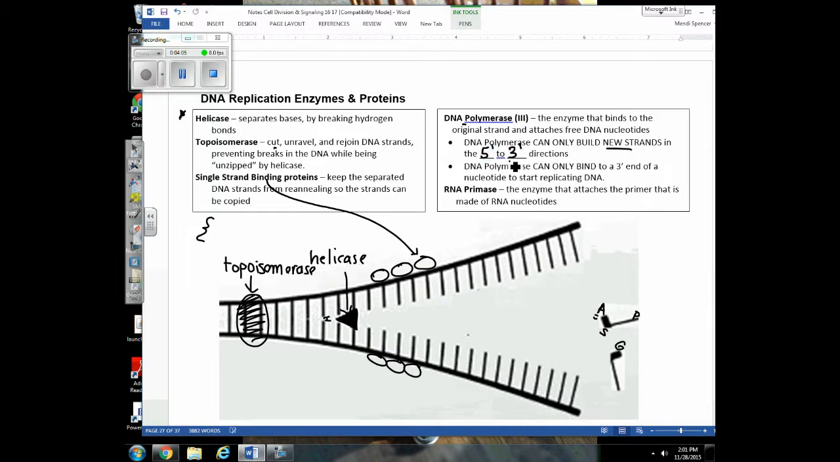And that's why I was bringing up that information about DNA, because it's important that you understand what we mean by the 5' and the 3' end. And you're also going to see that DNA polymerase cannot bind to a 5' end of a nucleotide. It can only bind to a 3' end of a nucleotide to start DNA replication.